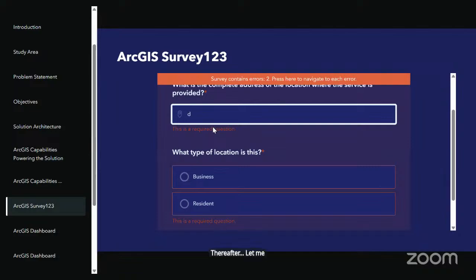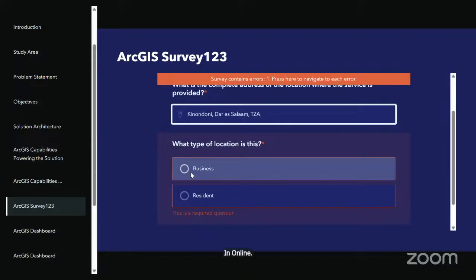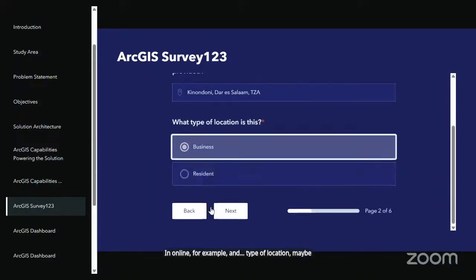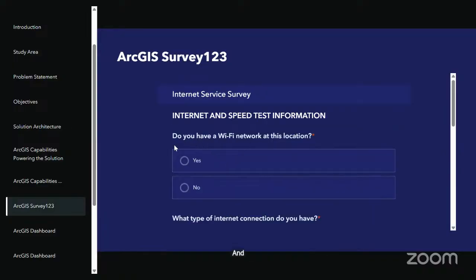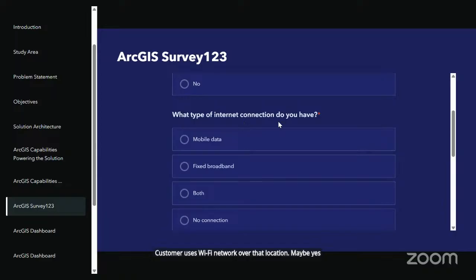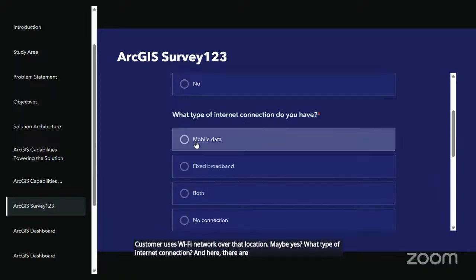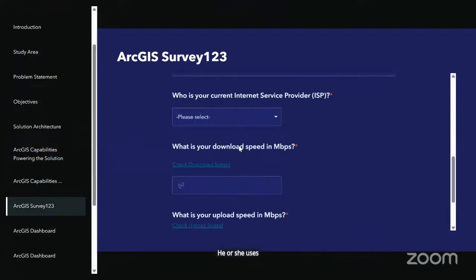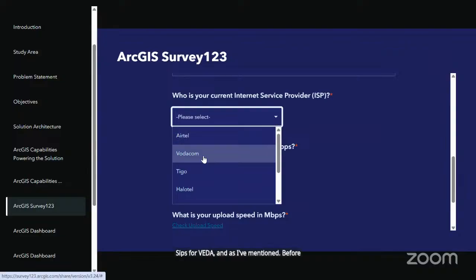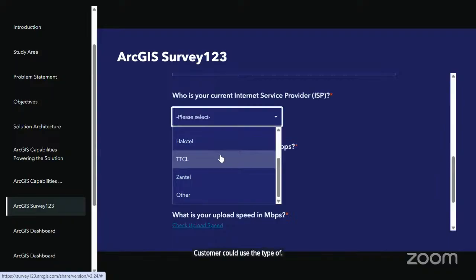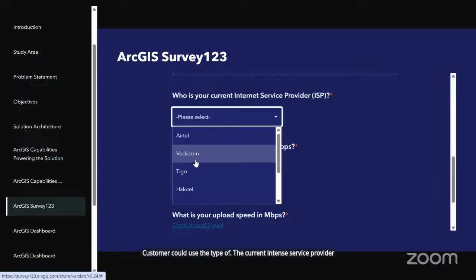Let me fill it. In Ilala, for example, and type of location maybe business. The other field to be filled is whether the customer uses a Wi-Fi network at that location, maybe yes. What type of internet connection? Here there is a variety, and the customer could fill in the type of internet connection that he or she uses. Then, what's the current service provider? As I've mentioned before, Airtel, Vodacom, and the customer could choose the current internet service provider in the area, maybe Vodacom.